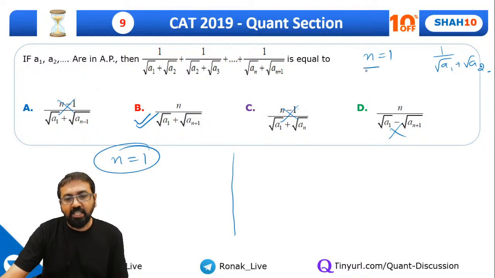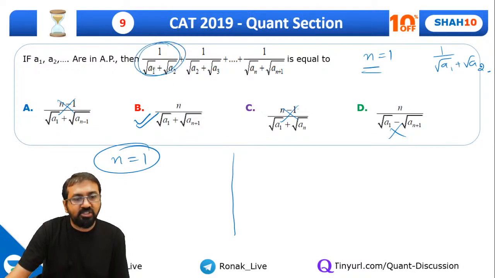So when you take n equal to 1, you should get just the first term. What is the first term? 1 upon under root of a1 plus under root of a2. And only when I take n equal to 1 over here, I'll get 1 upon under root of a1 plus under root of a2. That's one way.